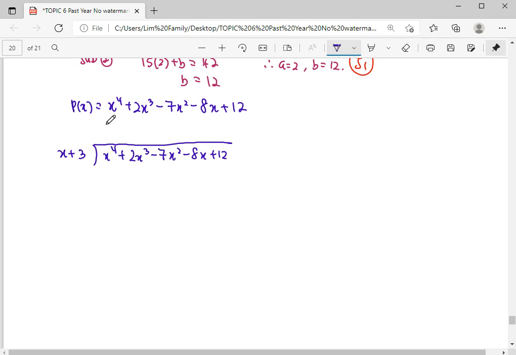Okay, so what is the multiplier from here in order to get x^4? What should you multiply? x^4 divided by x is x cubed. So multiply back, expand back, it will be x^4 plus 3x cubed. Then minus to find out the remainder. So you minus here, you will get negative x cubed. Then bring down your terms here.